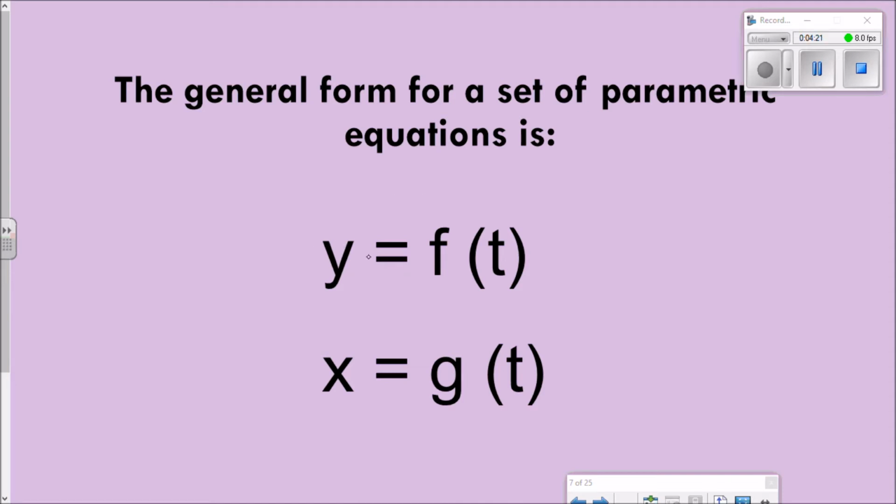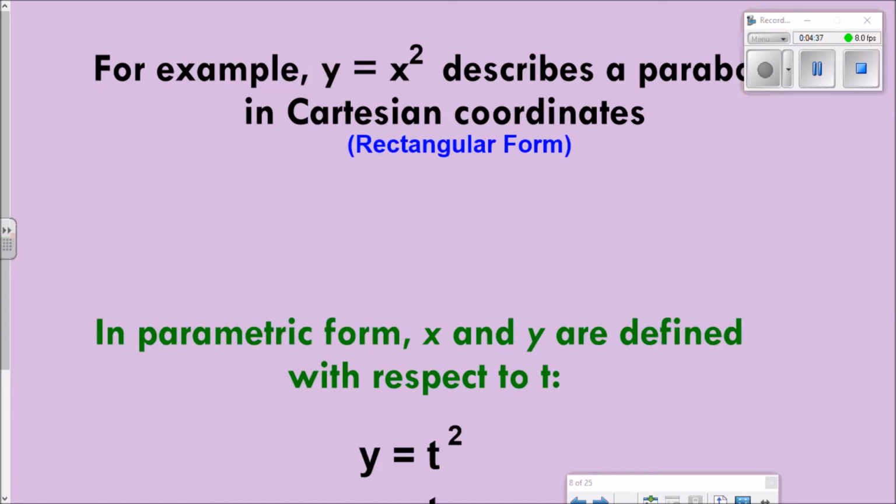And so your y equation would be equal to f of t, so that's some function with t as your variable. And your x equation would be equal to g of t. It's again some other function. It doesn't have to be some other function, but it's usually a different function with, again, t as your variable. So typically we work with Cartesian coordinates, so that would be like y is equal to x squared.